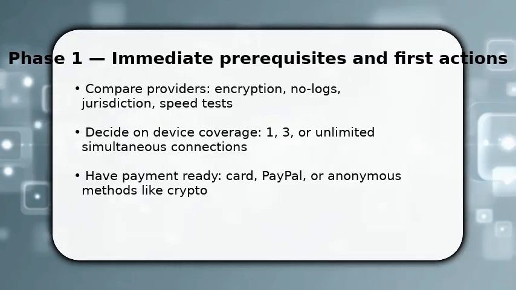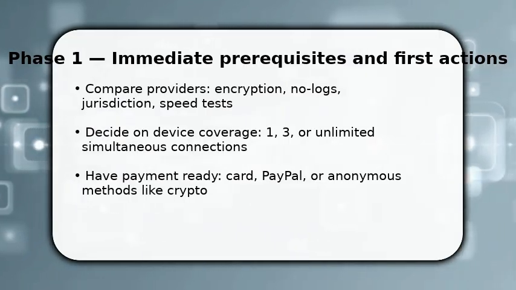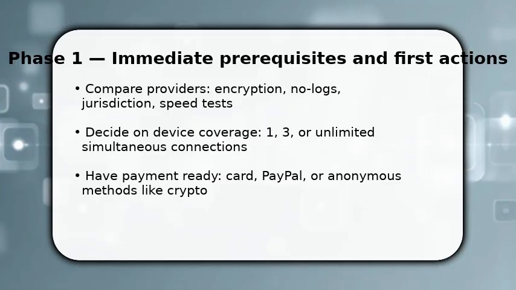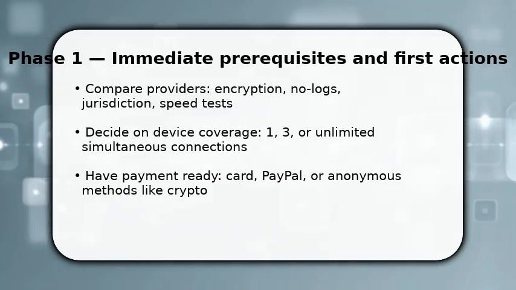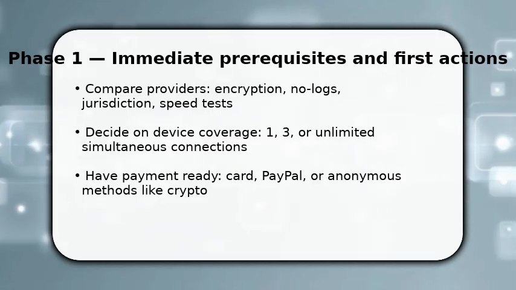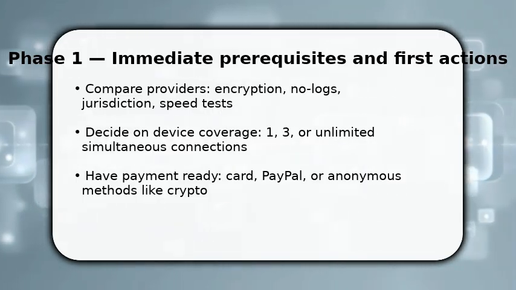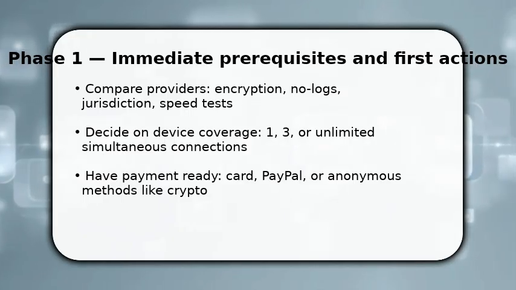You start by deciding what matters, privacy versus convenience. Pick a reputable VPN with AES 256 or WireGuard and a strict no-logs policy. This is why jurisdiction matters. Once done, choose a plan that covers all your devices and prepare payment. Use anonymous options if privacy is critical.